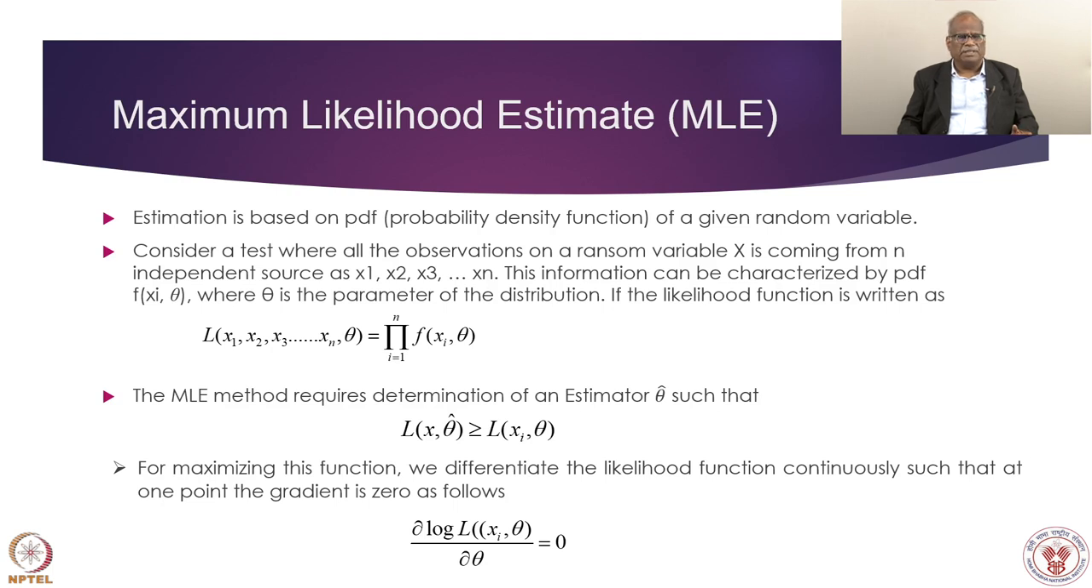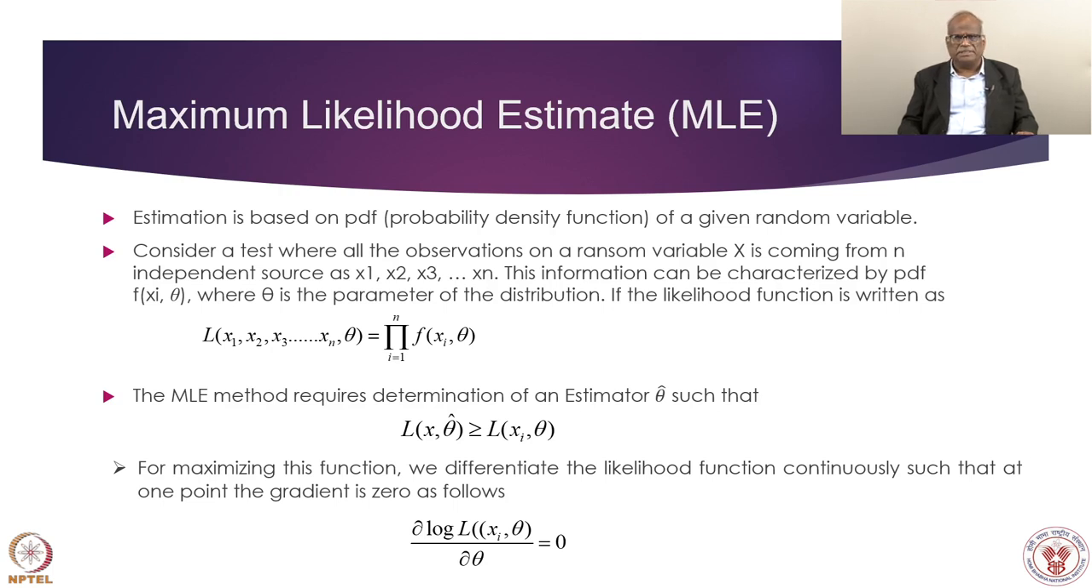That means here we require a density function of the population and the parameter of the population, that is the theta value. Visualize that there is a testing going on. The random variable is x, giving out some values x1, x2, x3. It could be time to failure, or any other value, and the population comprises n experiments or n tests. This information can be characterized by the PDF of xi, theta, where theta is the parameter of the distribution, like lambda.